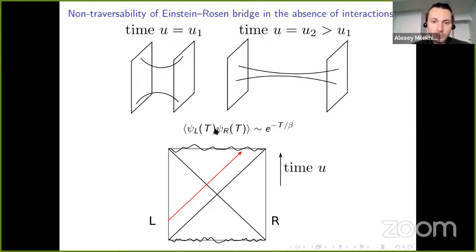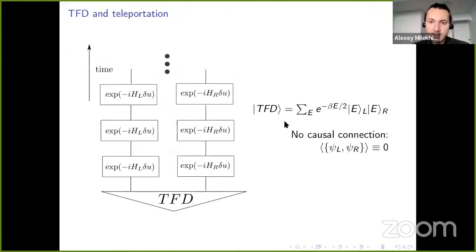So one way to probe this growth of the Einstein-Rosen bridge is to study this two-sided correlator. So this is not an anti-commutator. This is just a Wightman function evaluated at equal times. And in fact, in this case, for example in CFTs, this correlator will decay exponentially with time, where this exponent is the effective temperature of the black hole solution.